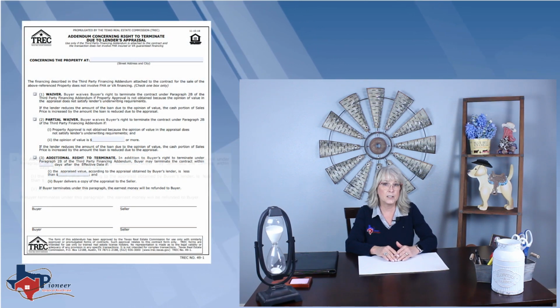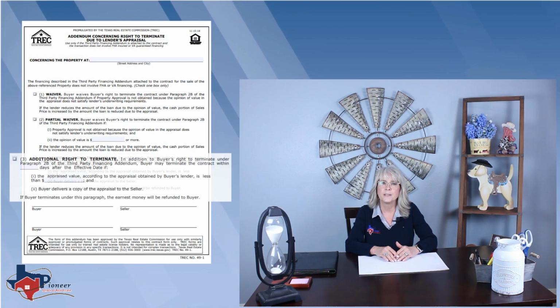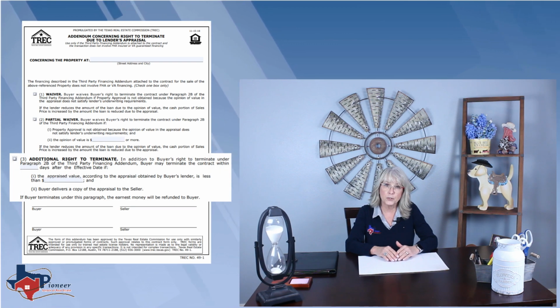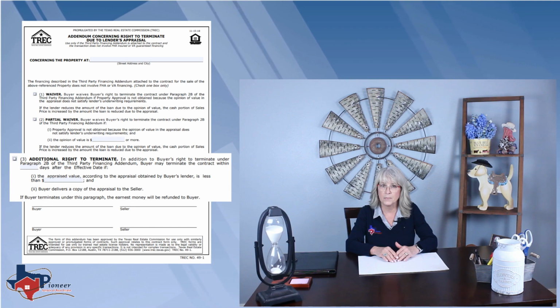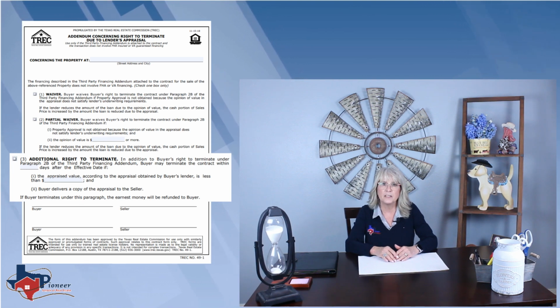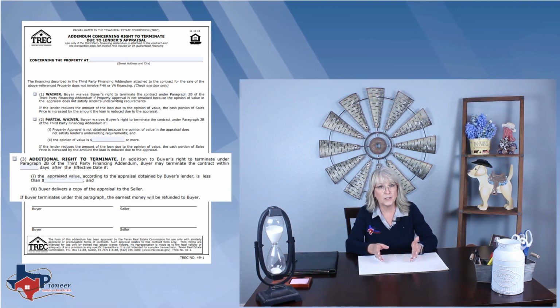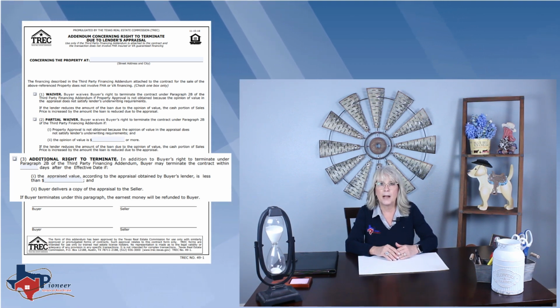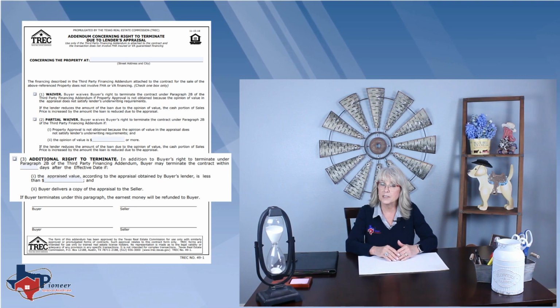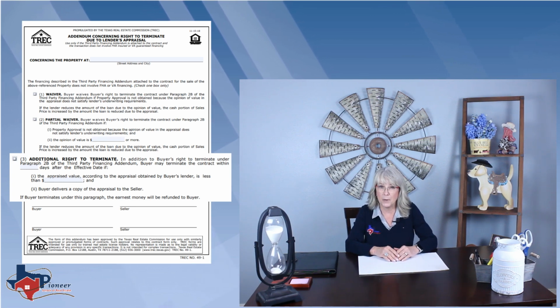Box 3 is an additional right to terminate. In addition to buyer's right to terminate under paragraph 2B of the third-party financing addendum, buyer may terminate the contract within blank days after the effective date if the appraised value according to the appraisal obtained by the buyer's lender is less than blank, which is usually the contract price, and buyer delivers a copy of the appraisal to the seller. The first blank you need to put however many days it will take to get the appraisal back.